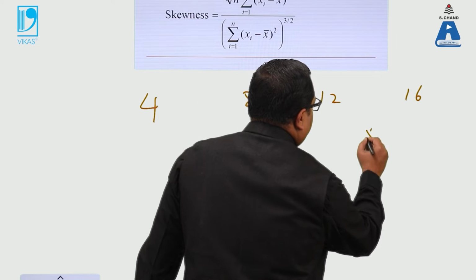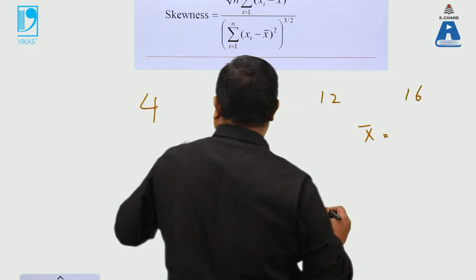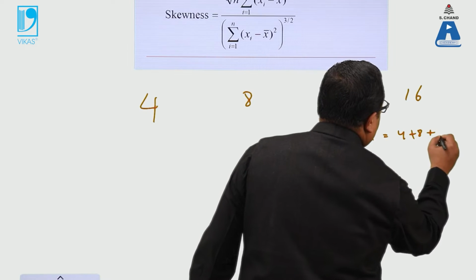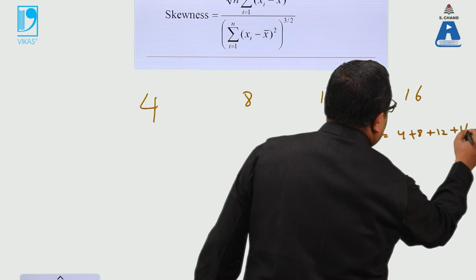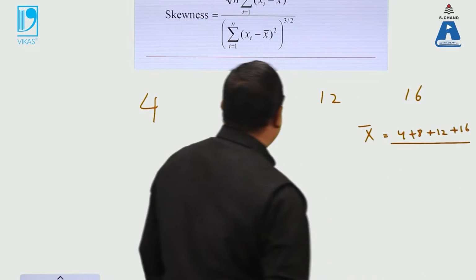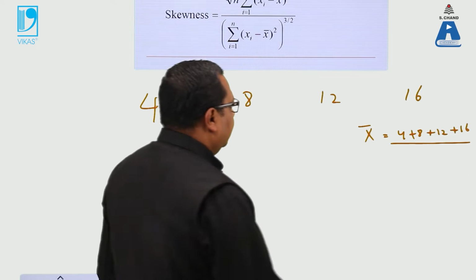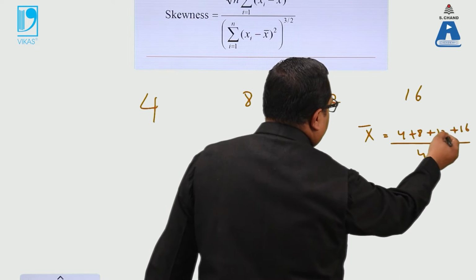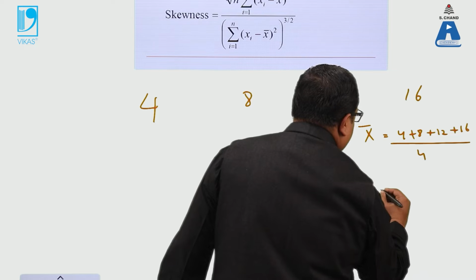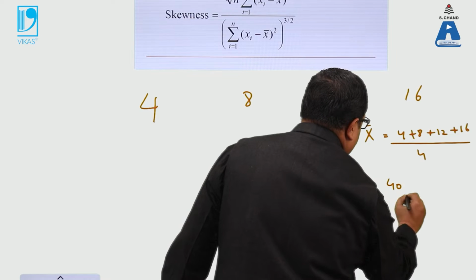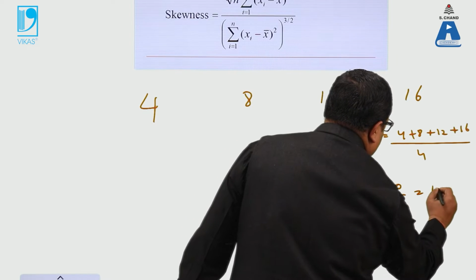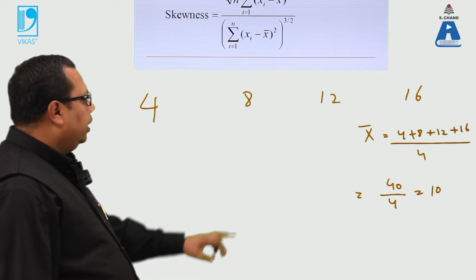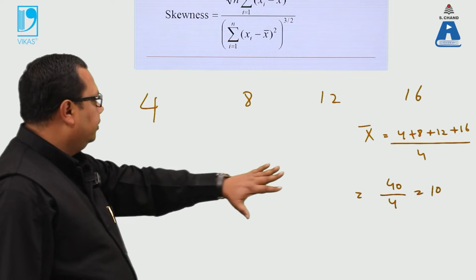So x bar is equal to 4 plus 8 plus 12 plus 16, and the number of terms here is 4. So we can say that it is 4 plus 8, 12, plus 12, 24, plus 16, 40, divided by 4. So this is 10. So we come to the conclusion that x bar is equal to 10.